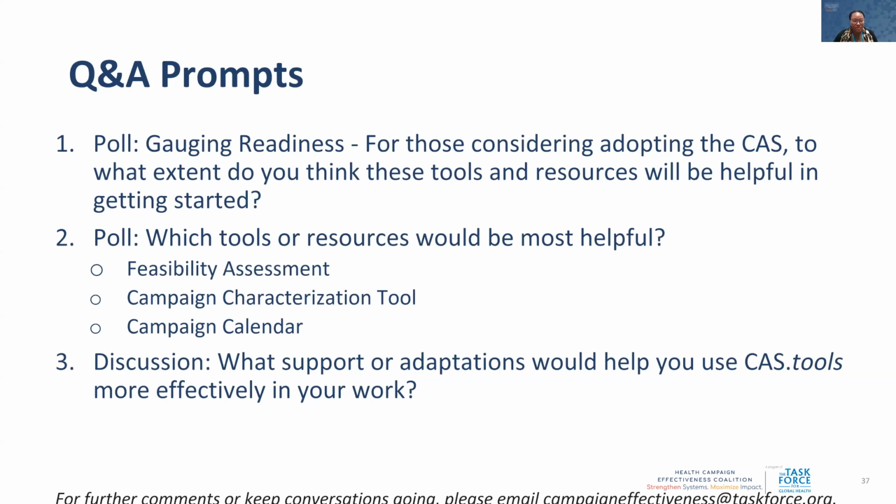And when we now look at our feasibility assessments and how helpful they are, it is encouraging that more than 70% of people see them as very helpful or helpful. And for the campaign calendar, we also see similar, if not higher, numbers. And with regards to the campaign characterization tool, we also see a great number, more than 80%, also 76%, seeing it to be helpful or very helpful.